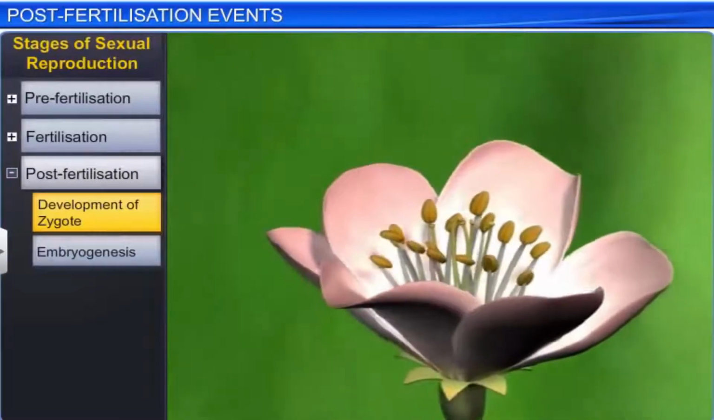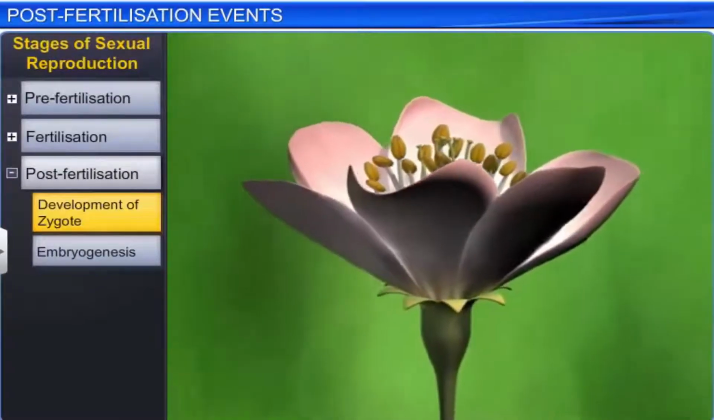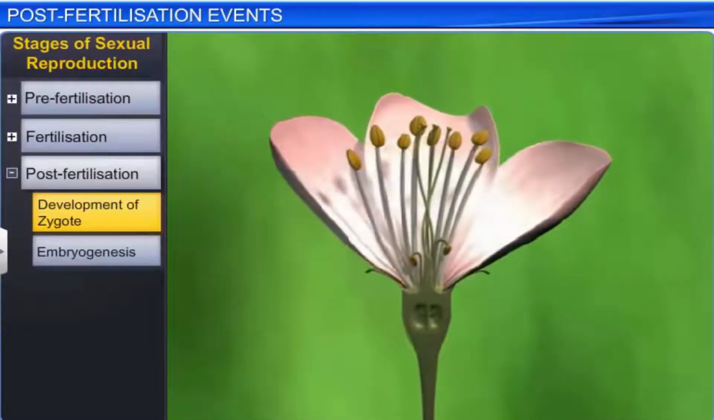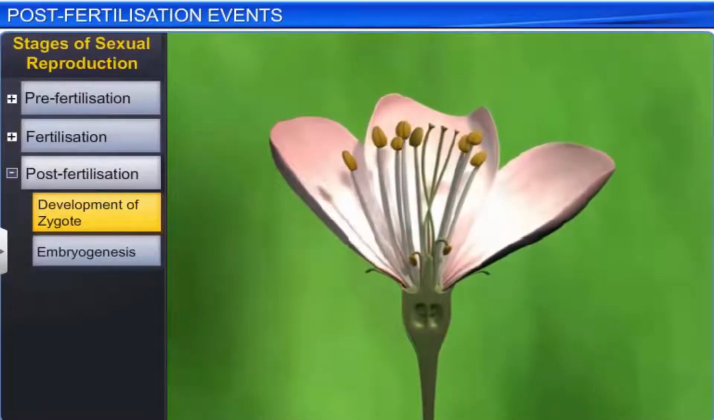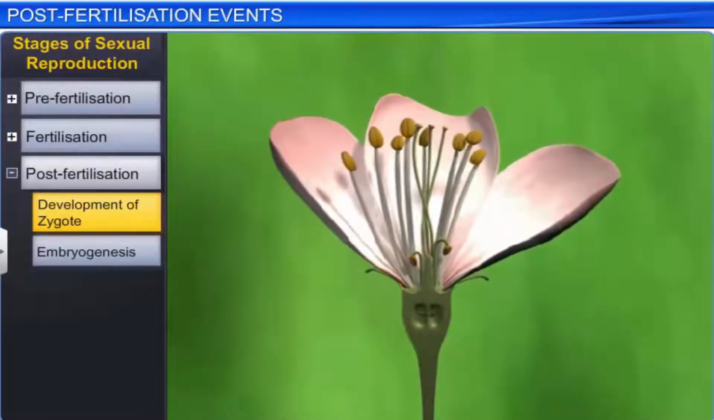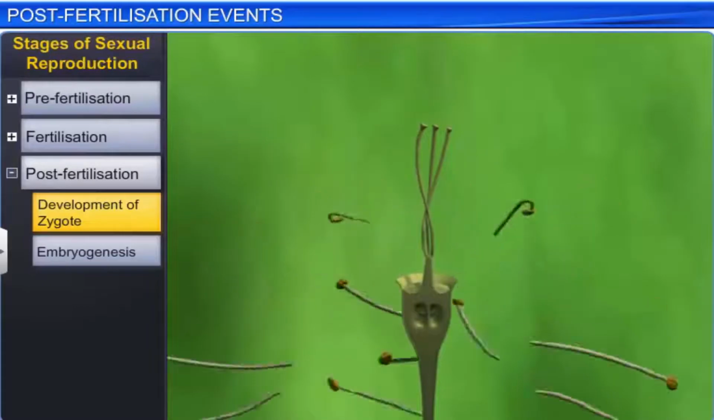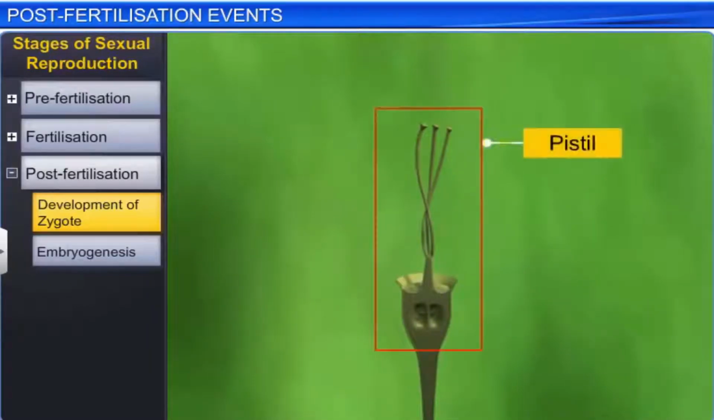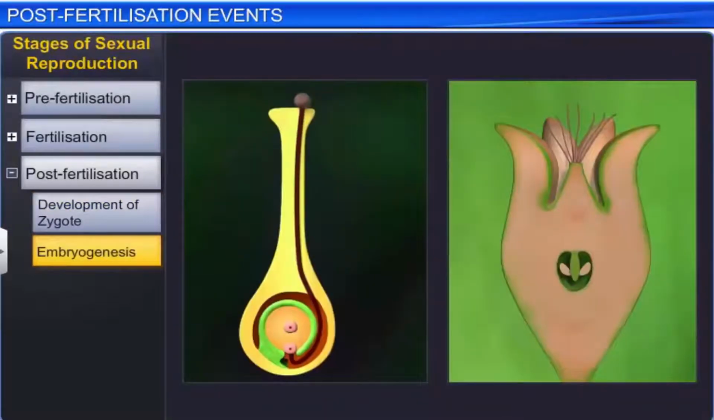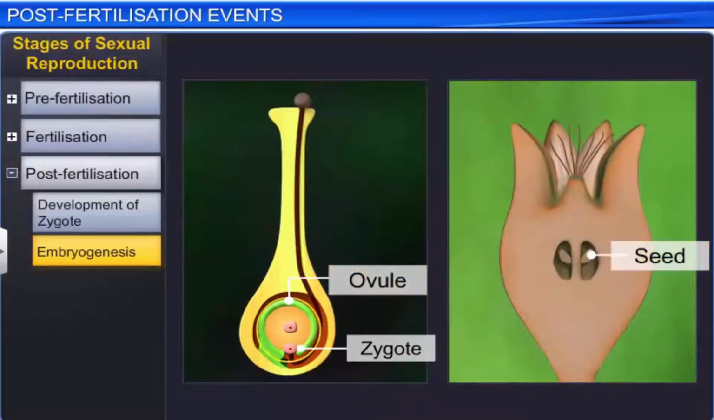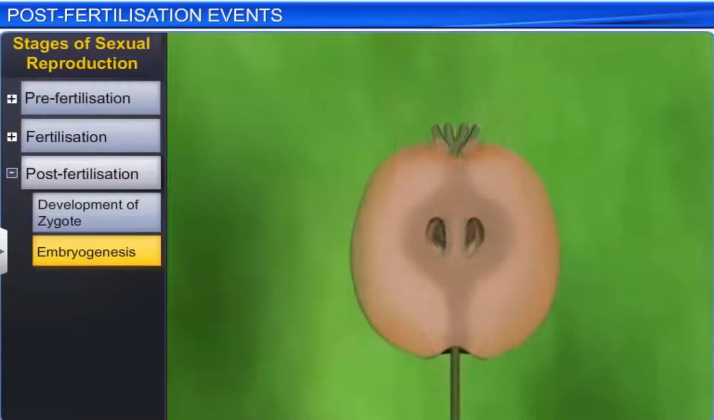Apart from animals, the development of the zygote and embryogenesis occur in flowering plants as well. Interestingly, the formation and subsequent development of the zygote inside the ovule triggers the withering of other parts of the flower, including the sepals, petals, and stamens. The pistil, which contains the ovule, however, remains attached to the plant. During embryogenesis, the zygote develops into the embryo, whereas ovules develop into seeds. The ovary, on the other hand, develops into a fruit.